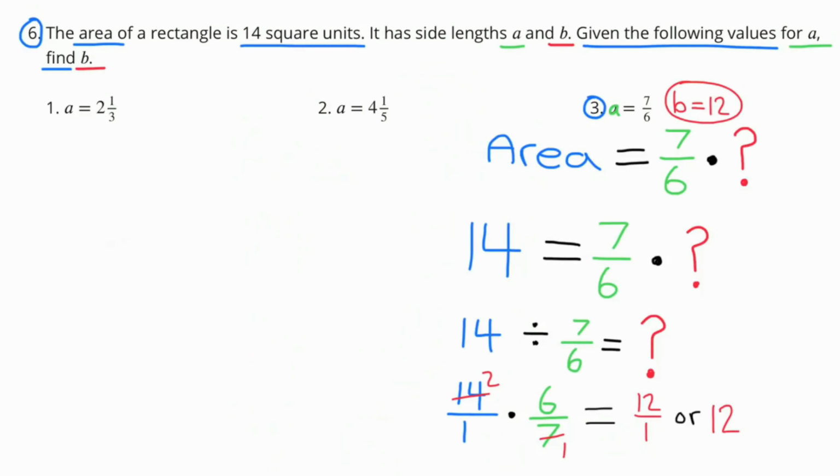3. A equals 7/6. The area equals 7/6 times an unknown number. So we know the area is 14. So 14 equals 7/6 times an unknown number. 14 divided by 7/6 will tell us what the unknown number is. And we can do that by multiplying 14 by the reciprocal of 7/6. 14 times 6/7 equals 12. B equals 12.